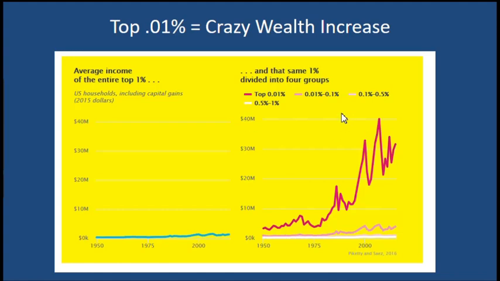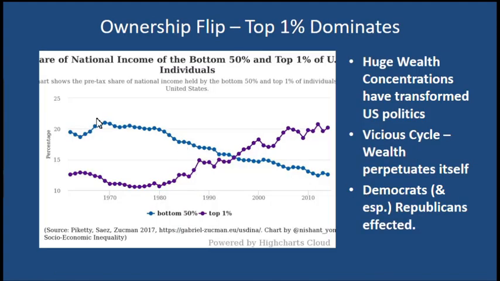An important distinction, and one that's hard to represent because of the way the math works: if you look at the average income of the entire top 1% from 1950 to 2000, it looks pretty flat. It doesn't go up a lot. But when you break that out into different groups, the top 0.01% has seen huge gains, whereas everybody else hasn't. This is almost like old Europe, where you have kings and queens and dukes and earls, and then all the commoners are separate from them. So it's very different politics.